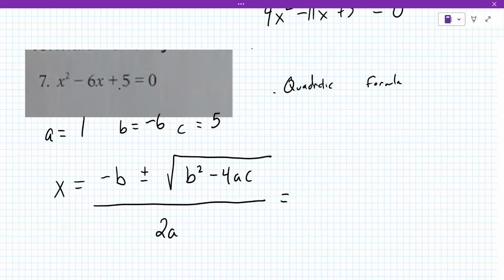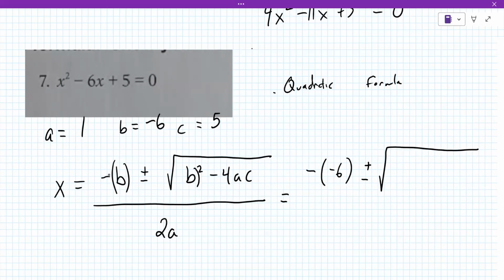Now, this formula is very difficult for most students to do correctly the first few times, and the reason is there are lots of places you can go wrong. The first one is when you substitute in. B is really in parentheses. So B is negative 6, it's negative negative 6. The negative comes along with it. Again, it's better to assume the variables are in parentheses.